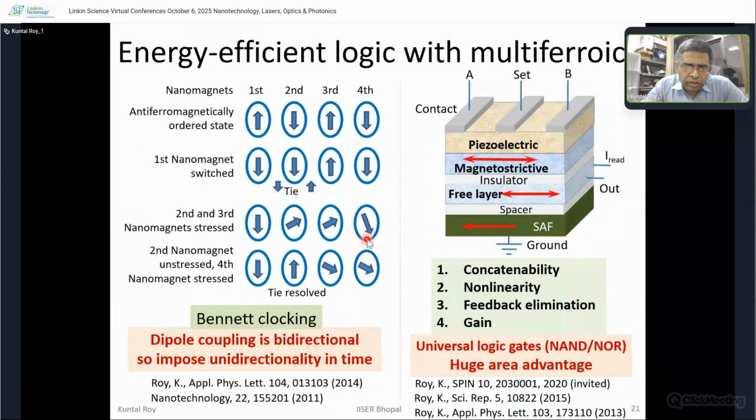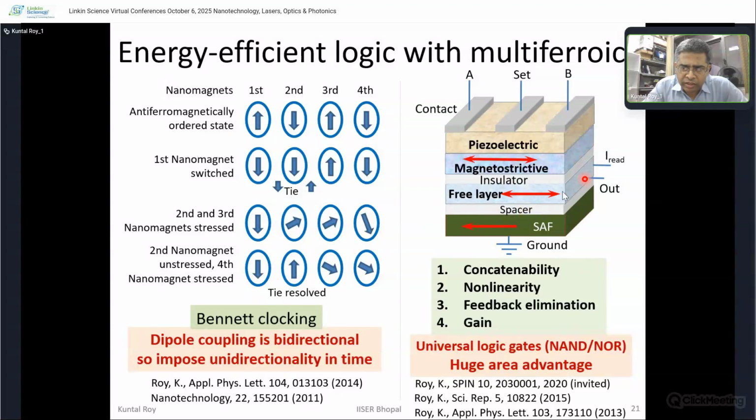Now we have also worked on energy efficient logic. For example, this is the so-called Bennett clocking mechanism, where there is a dipole coupling in between the nanomagnets. These are the nanomagnets. But the dipole coupling is bidirectional. So we need to put the unidirectionality in time, so that the signal propagates from one direction to another direction. In this way, we can devise different computing platforms, computing gates like that.